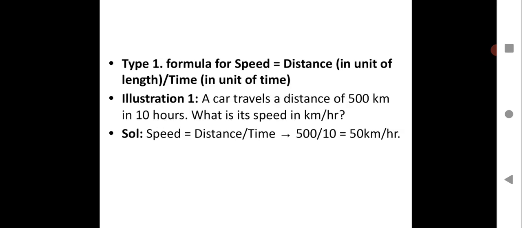So type 1, where you will have a formula for speed is equal to distance upon time. That means distance in unit of length and time in unit of time. So please write down the formula first.